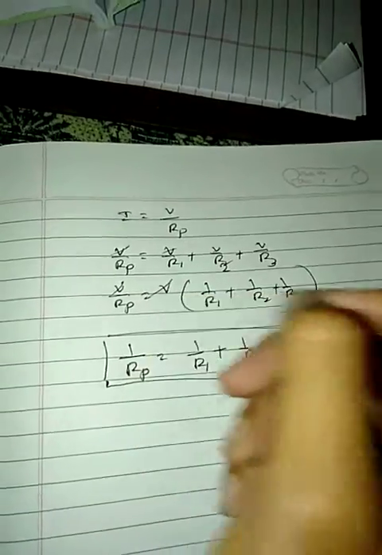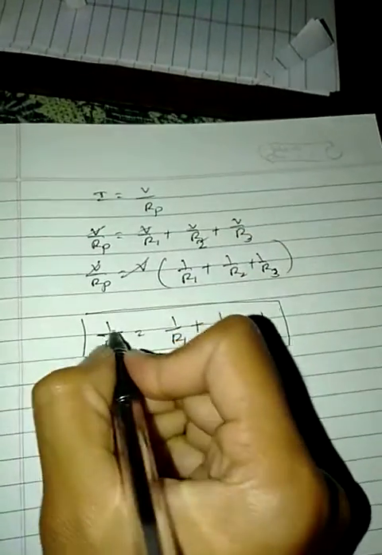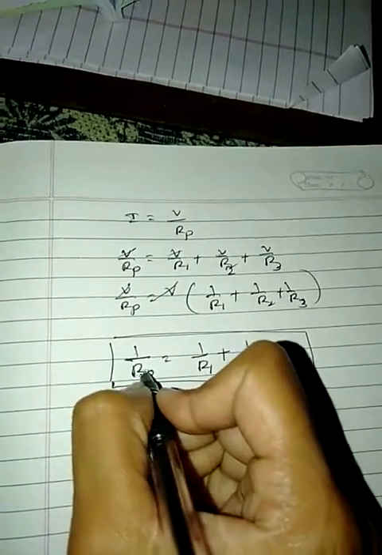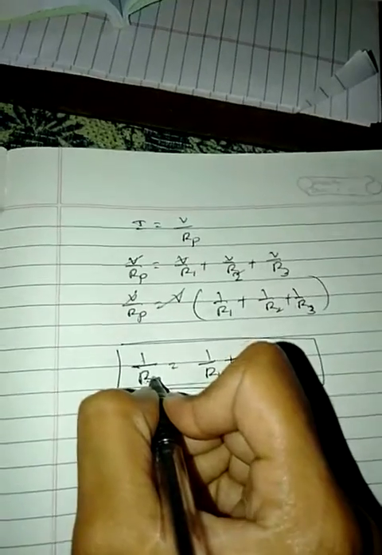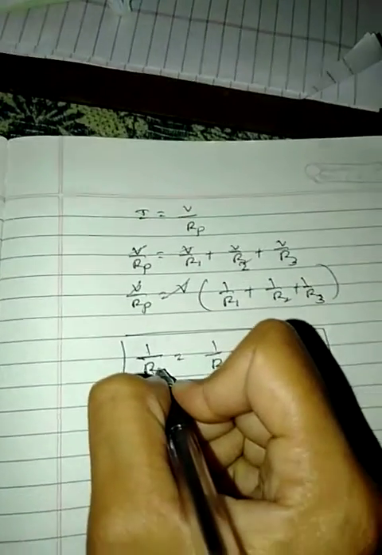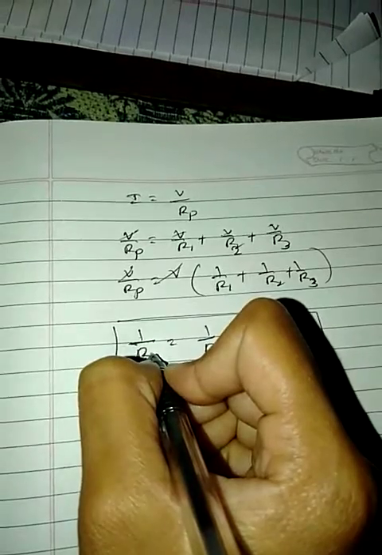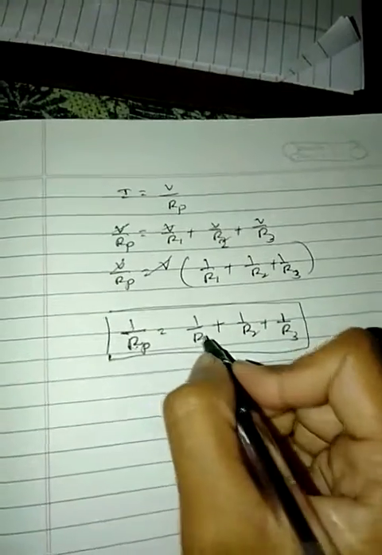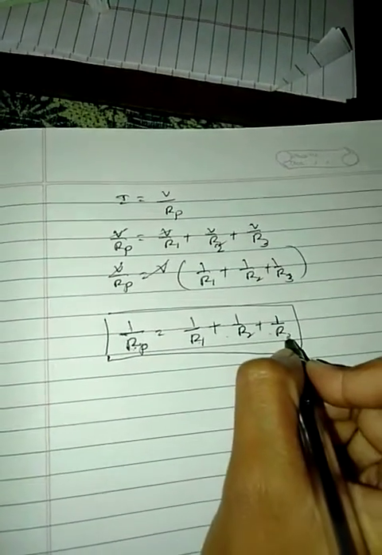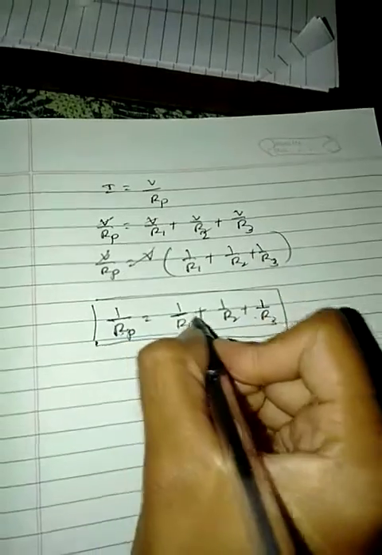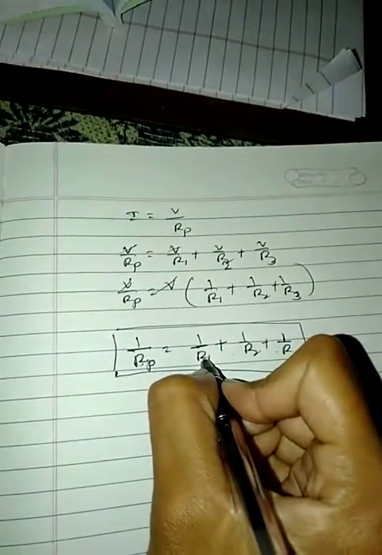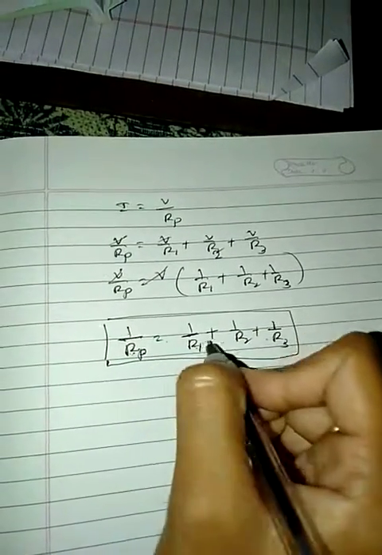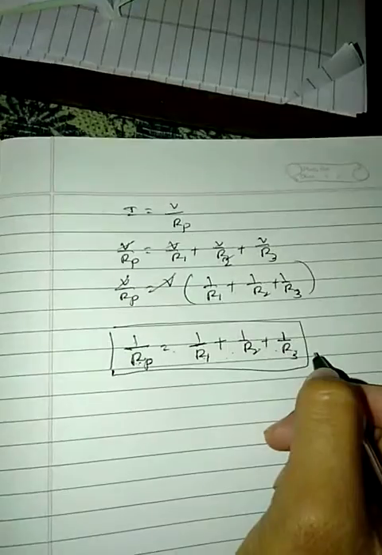So you can conclude that this is the reciprocal, because here the resistance is in the denominator. We may conclude that the reciprocal of the equivalent resistance of a combination of resistors in parallel is equal to the sum of the reciprocals of the individual resistances, because the resistance is in the denominator place.